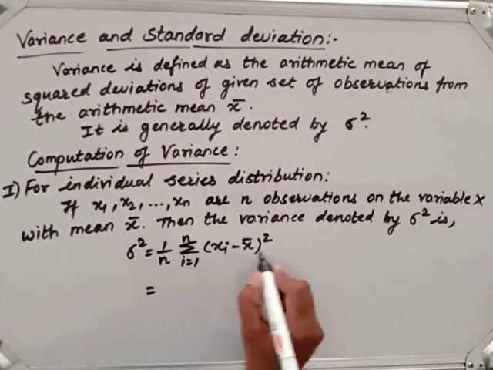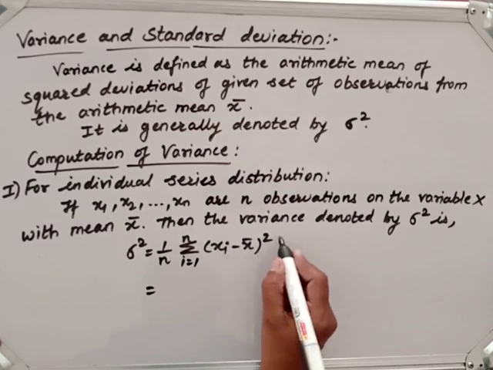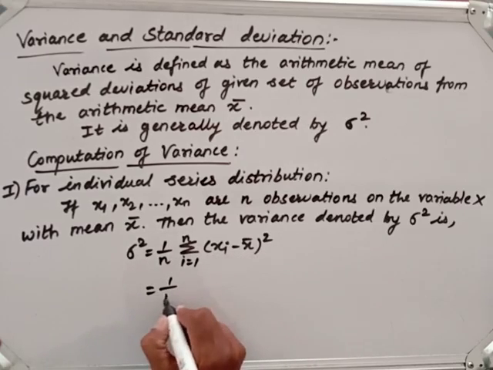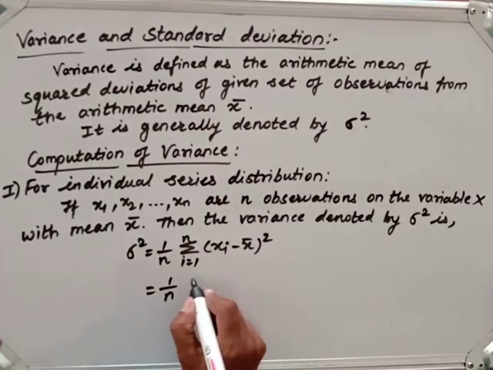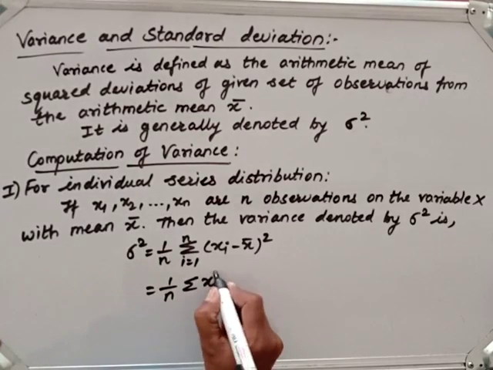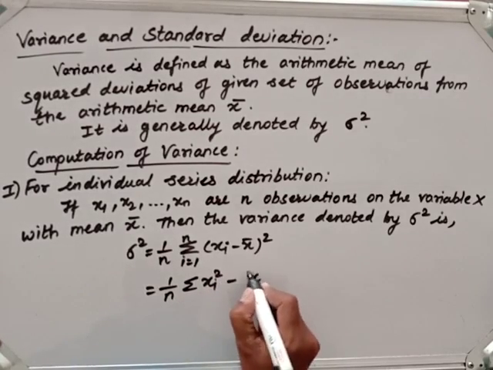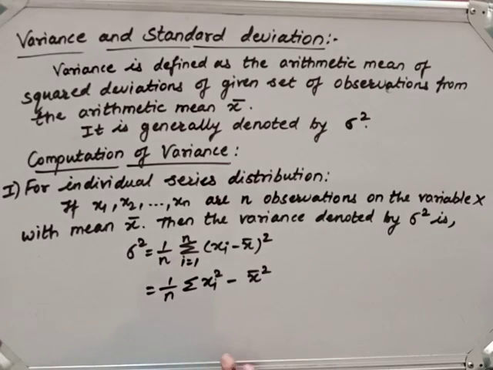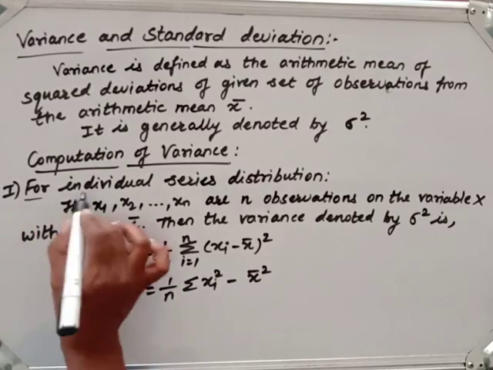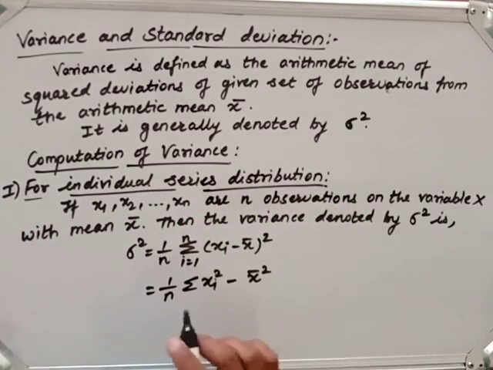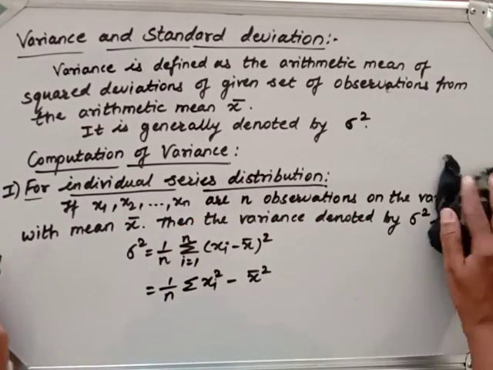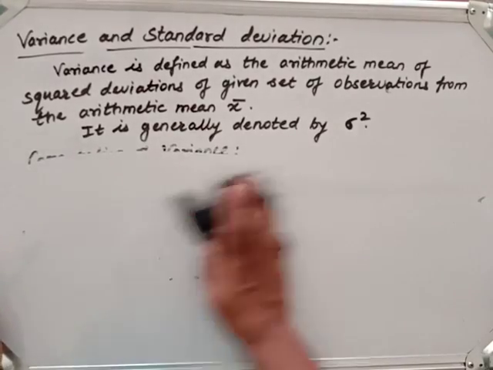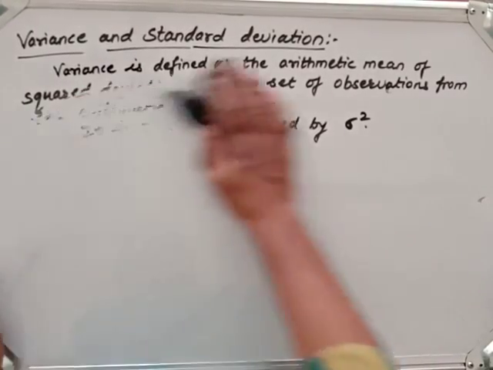Now we can expand this, a minus b whole square. According to that, the formula becomes 1 upon n summation xi square minus x bar square. This is the simplified result, for individual series distribution. Now similarly we can obtain it for the discrete frequency distribution.